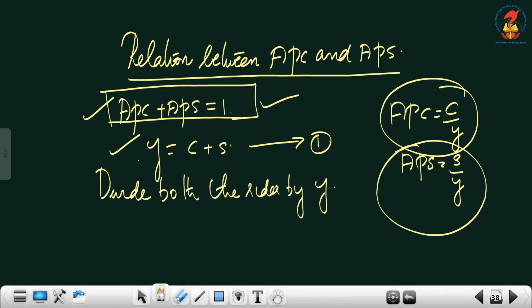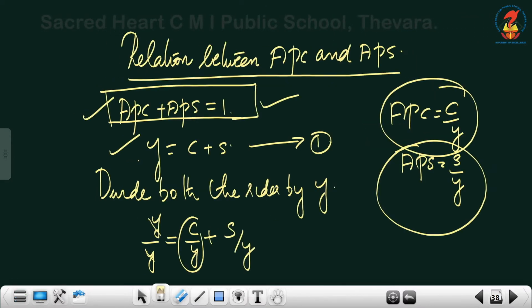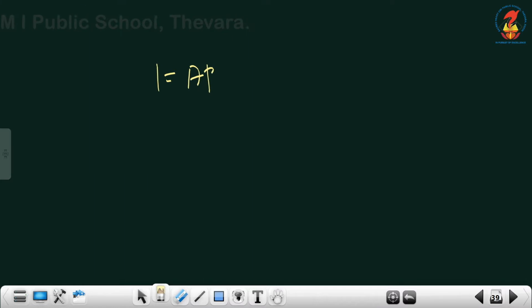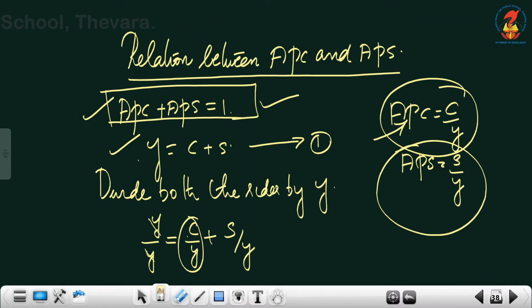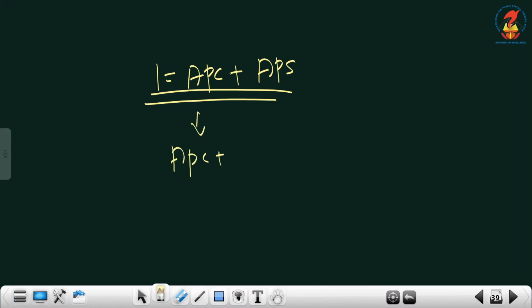What will you get when you divide both the sides by Y? Y by Y is equal to C by Y plus S by Y. So what is Y by Y? Y by Y is equal to 1 is equal to, what is C by Y? C by Y, you know it is APC. Therefore we can write APC plus, what is S by Y? S by Y is APS, as you know. So APS. Hence it is proved that APC plus APS is equal to 1.